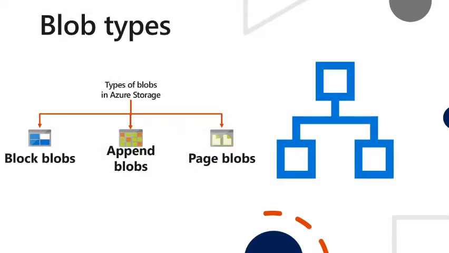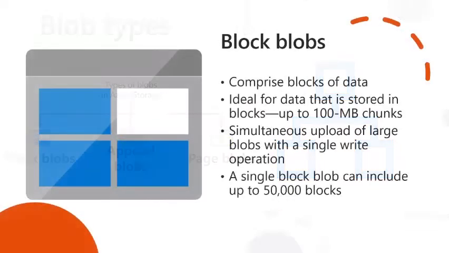Blob types. Azure Storage supports three types of blob: block, append, and page. Each blob type is designed to handle specific types of objects in storage. For example, block blobs are ideal for media files, append blobs are suitable for log files, and page blobs almost directly emulate storage disks. So let's talk about them more in detail.